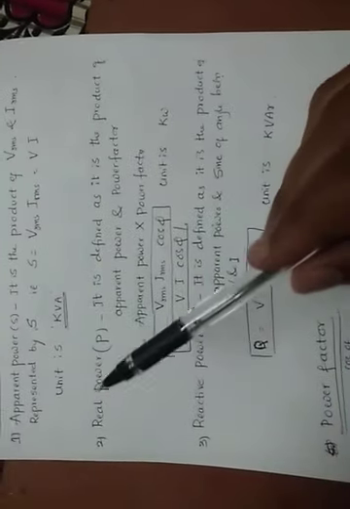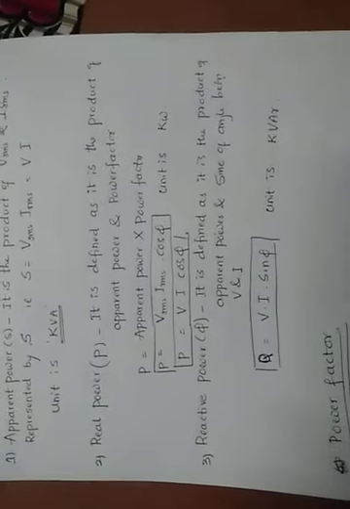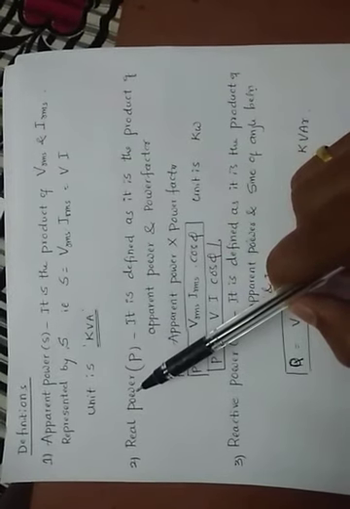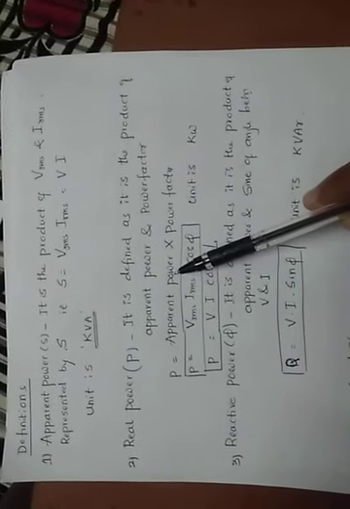Next we have real power. It is defined as the product of apparent power into power factor. To this apparent power, if you multiply the power factor, we'll get the real power. It is nothing but the product of apparent power into power factor.